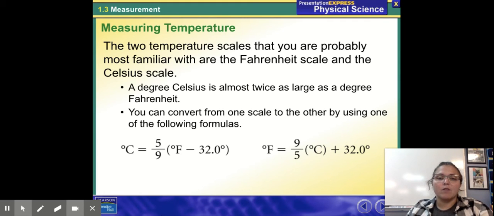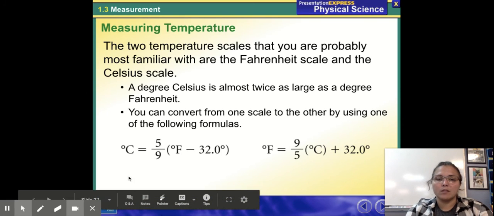You can convert from one scale to the other by using one of the following formulas. So if I was trying to convert from Fahrenheit to Celsius, I would use this formula. If I was converting from Celsius to Fahrenheit, I would use this formula.